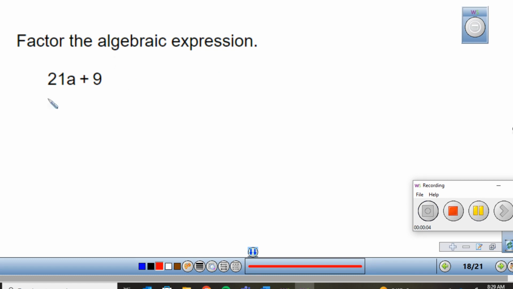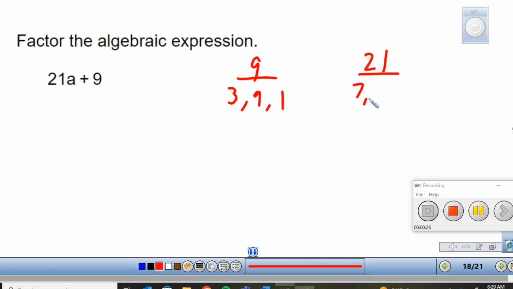All right, now let's look at a couple examples from the book. We're going to factor completely the algebraic expression 21a plus 9. Factors of 9 are 3 and 3, but we don't have to write it twice. Then we have 9 and 1. The factors of 21 are going to be 7 and 3, and then 21 and 1. Since the greatest common factor that both terms have is 3, 3 will be our GCF. Now we're going to place the 3 outside of the parentheses.